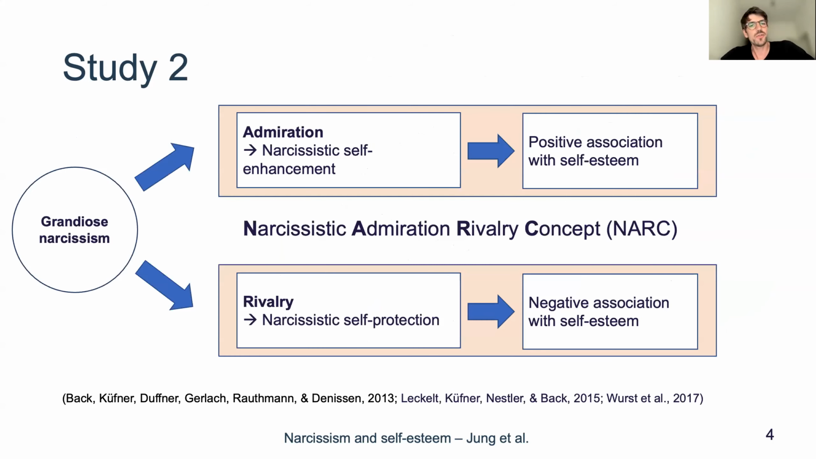Study 2. In the first study, narcissism was conceptualized as a one-dimensional construct. However, narcissism has also been shown to have multiple facets. The narcissistic admiration rivalry concept, for example, differentiates between 2 dimensions of narcissism, admiration and rivalry. Both dimensions have been shown to be differentially related to self-esteem, with admiration showing primarily positive associations and rivalry showing primarily negative associations with self-esteem. Hence, the aim of study 2 was to provide a deeper understanding of the correlated change of narcissism and self-esteem by taking account of these 2 dimensions.